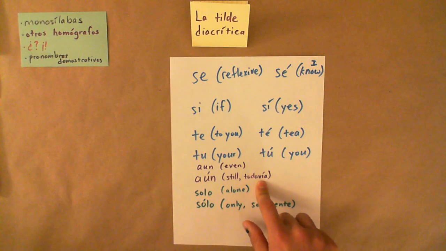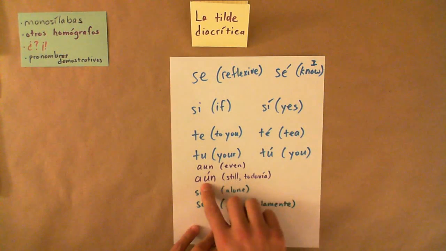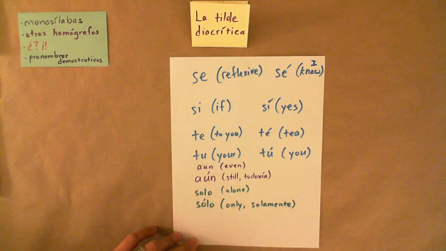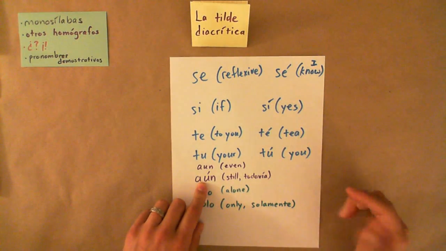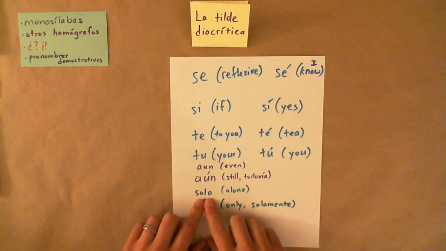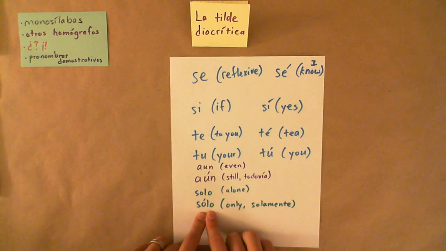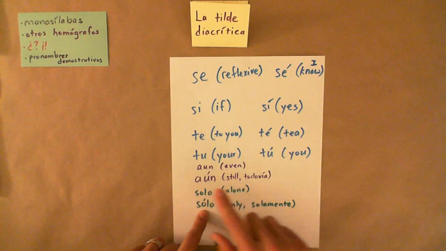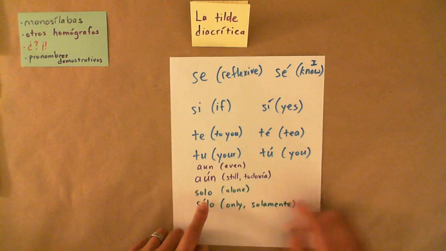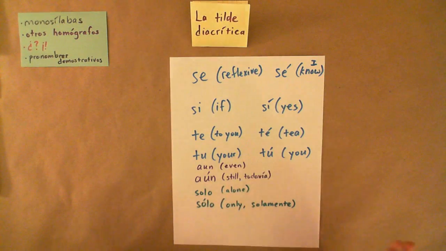Todavía. I remember it like todavía. If you can substitute the word todavía in the same position, then you will have an accent mark on it, just like in the word todavía. That's how I remember it. Solo, meaning alone, and sólo, meaning only or solamente. If it means solamente, you put the tilde on it. I remember it like this. If it means alone, you leave it alone.